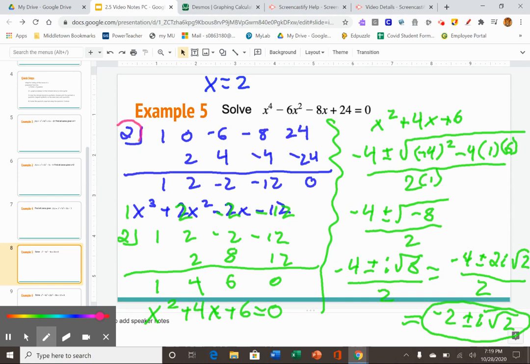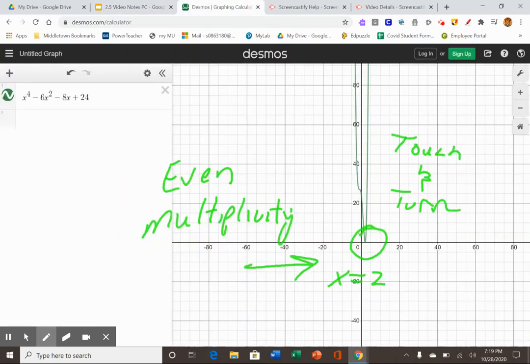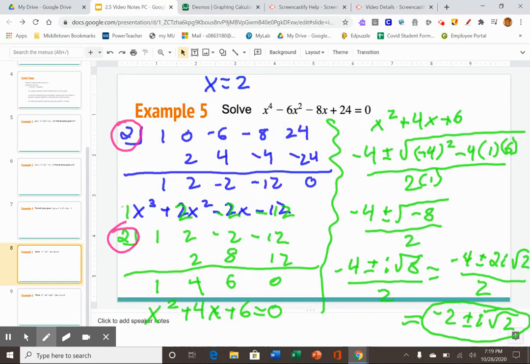So I'm going to circle it. We used it there once. We used it there once. That means that there is an even multiplicity on that root, which you can tell from the graph because of the touch and turn. So that's the big example.